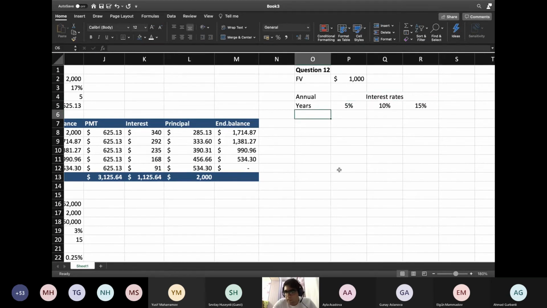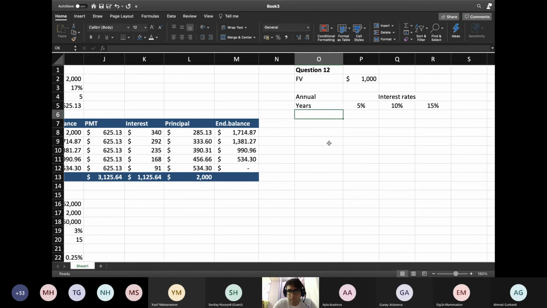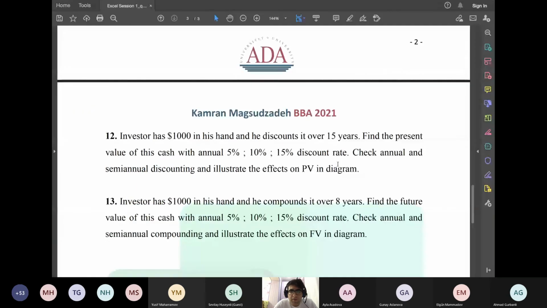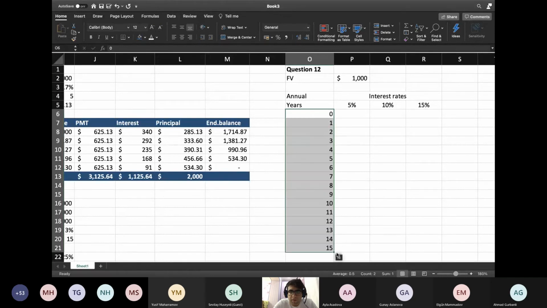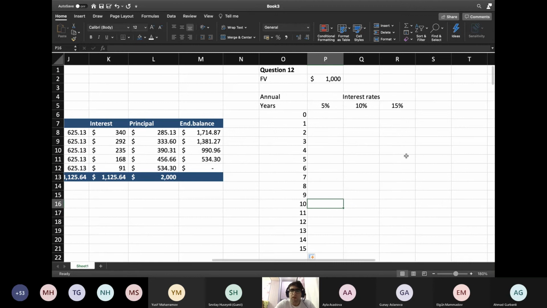Good. We have 0. We have 1. How many years? We will have 15 years. Okay, 15, 1, 2, 3, 4, 5, 15. Okay. So we have 15 periods. We have several these rates, interest rates, 5%, 10%, and 15%. And we have to find the present value of $1,000 for each case.